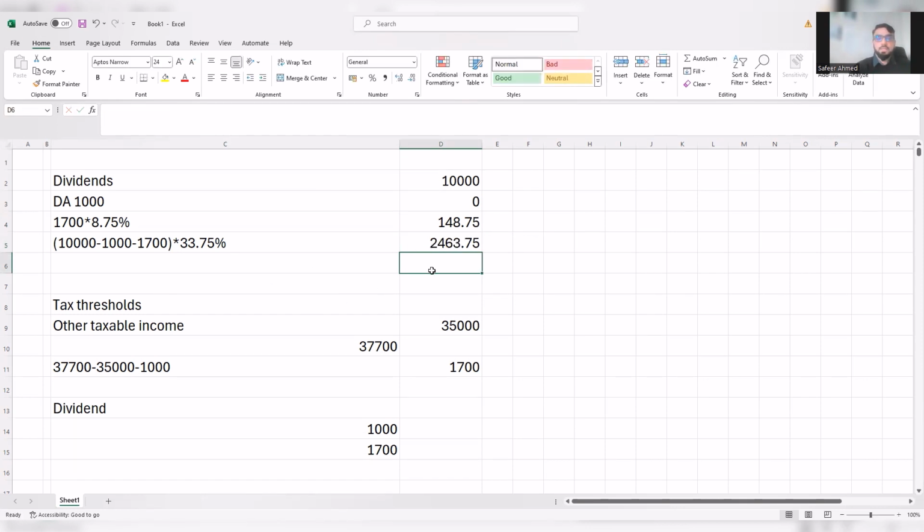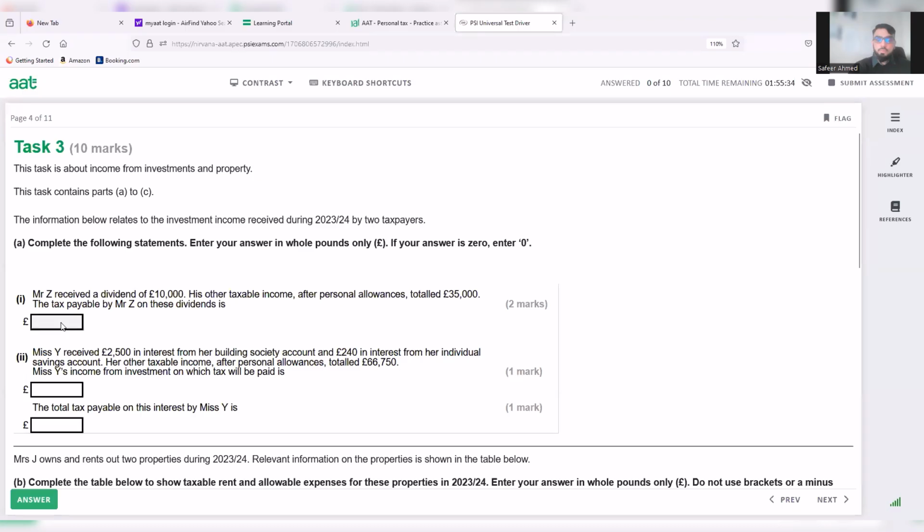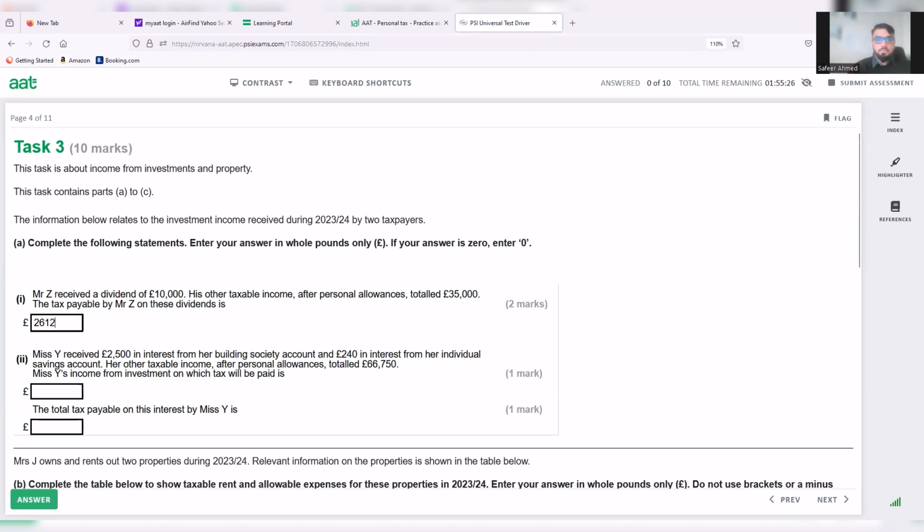So we have actually calculated tax on all of these 10,000 dividends. If you add these two together, this plus this, it gives you 2,612.5. But remember, they ask you to enter your answers in whole numbers, so it will be 2,612. So let me take you back to the question. We can enter our answer here, which we just calculated, which is 2,612.